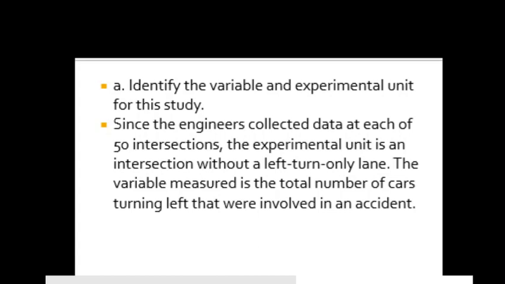So data was collected on 50 intersections. So the experimental unit is an intersection without a left turn only lane. And what are we measuring here? We are measuring the total number of cars turning left that were involved in an accident. So this is our variable of interest.